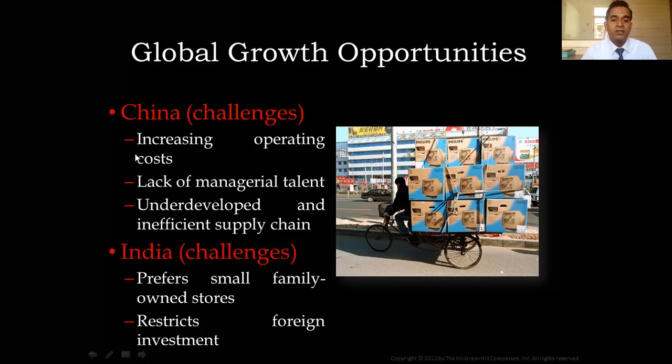Consumers in India prefer small family-owned stores. These are called mom and pop stores in English, or in India, Kirana stores. But there is a reason also why Indian consumers prefer small family-owned stores or Kirana stores. Indian consumers buy more frequently.